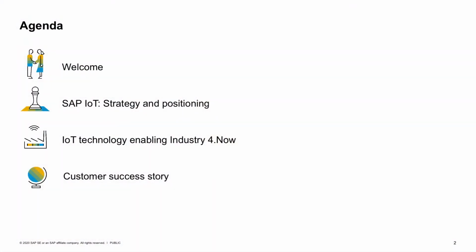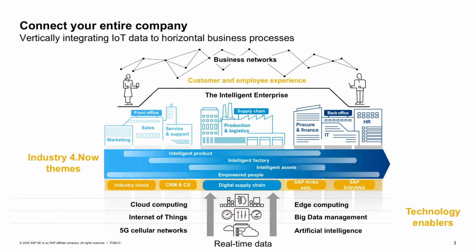Wonderful. Dear audience, I will start out by outlining SAP's Internet of Things strategy and positioning, followed by walking through how the Internet of Things enables Industry 4.0, and in particular, what does Industry 4.0 mean? With a couple of use case examples, and then we hand over to Grupo Siro. So with that, let me take you on a journey.